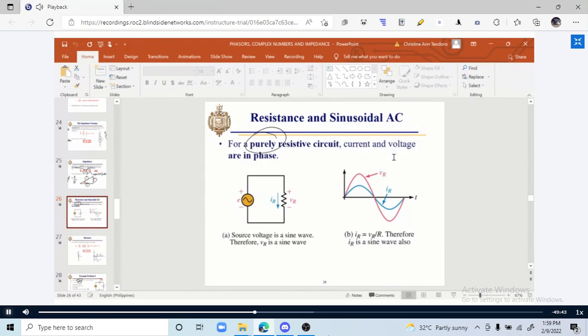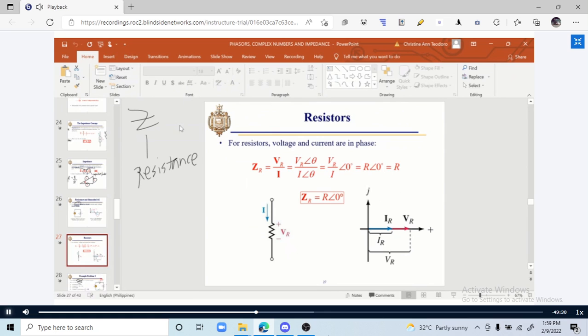Now we go on to the purely resistive circuits. When we say purely resistive circuits, current and voltage are in phase. It means they are on the same speed, on the same setup, on the same displacement. It means their displacement is zero.